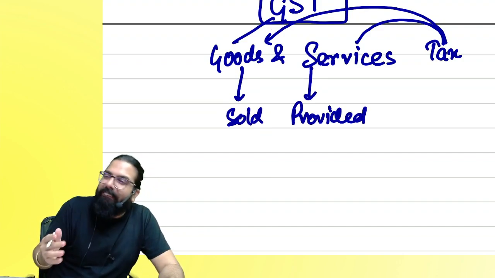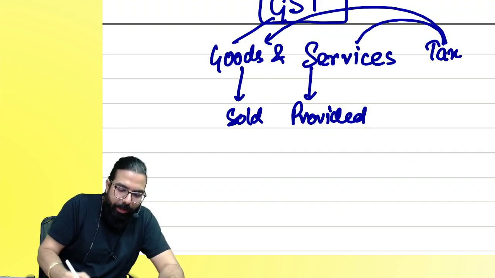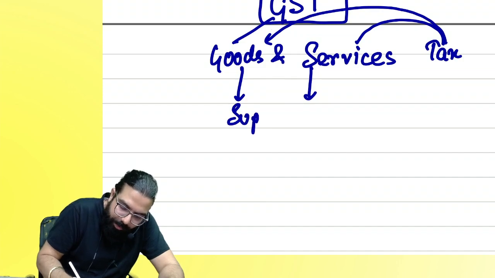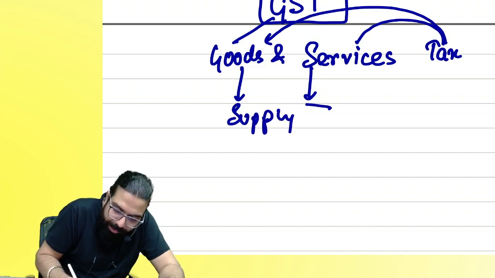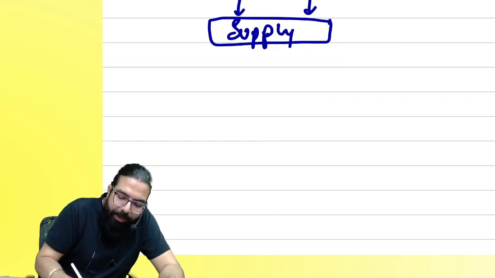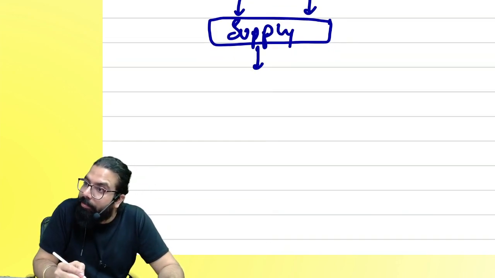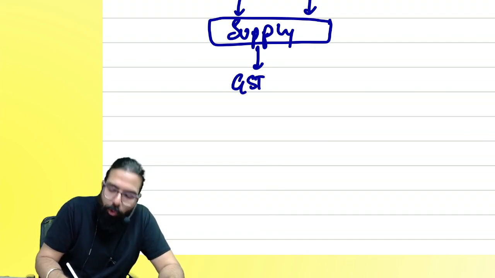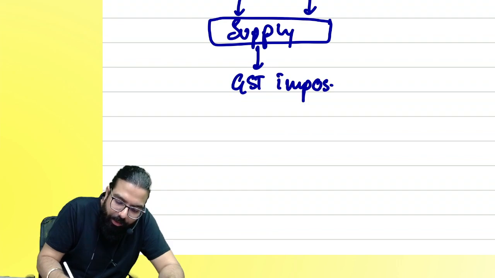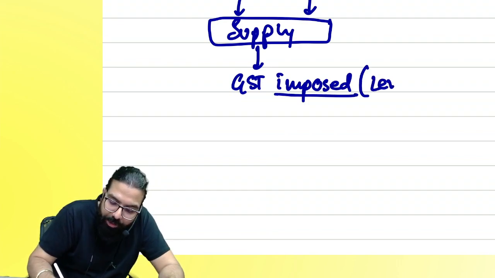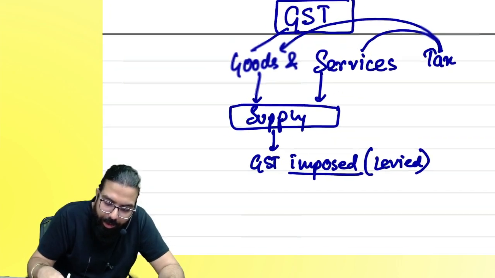See, goods should be sold, service should be provided. The government gave one name: goods or service should be supplied. Only when you go ahead and supply goods and service, then the government says goods and service tax, GST, will be imposed on the goods and service which you are supplying, and the good word which the government used for imposed is levied. Are you clear, everyone?